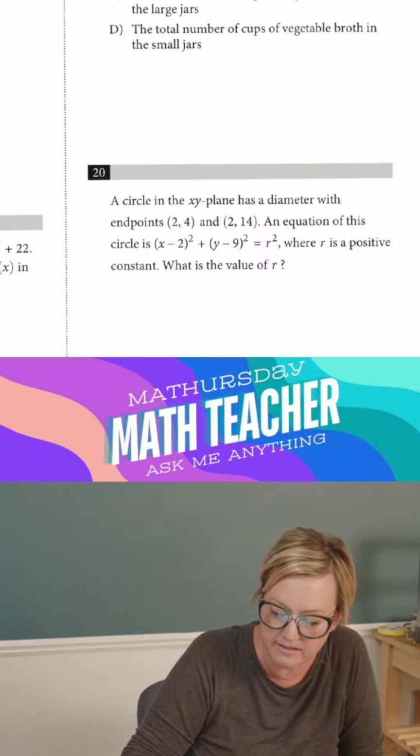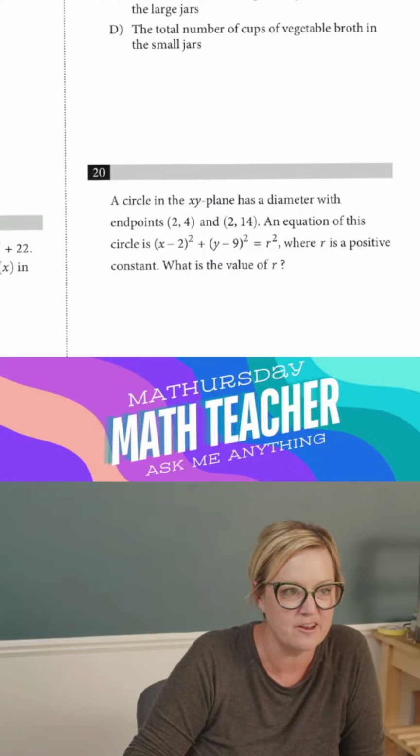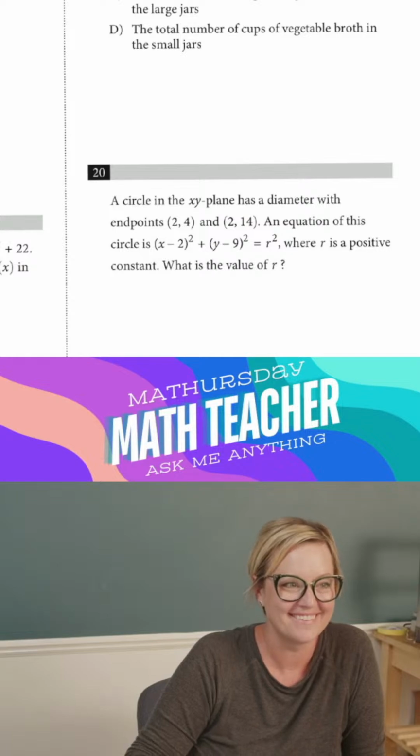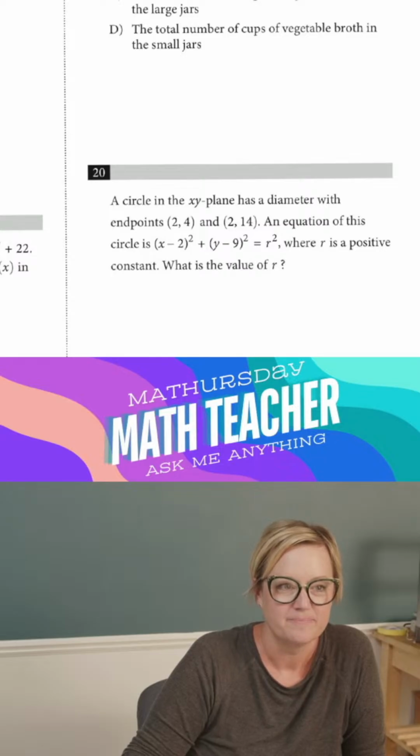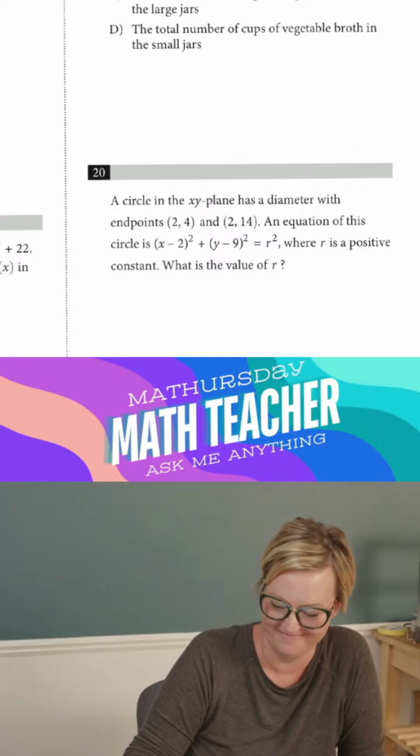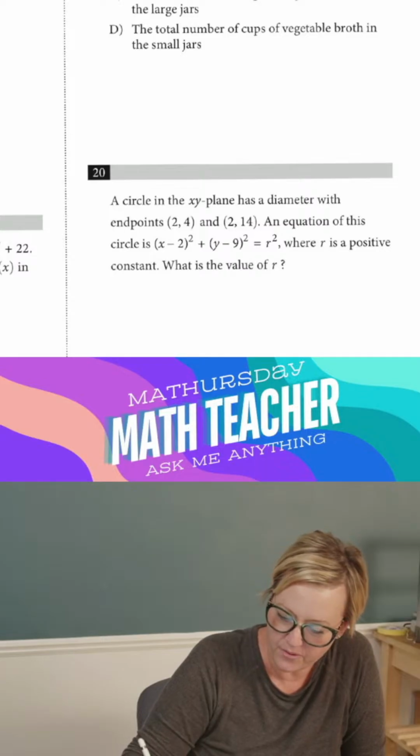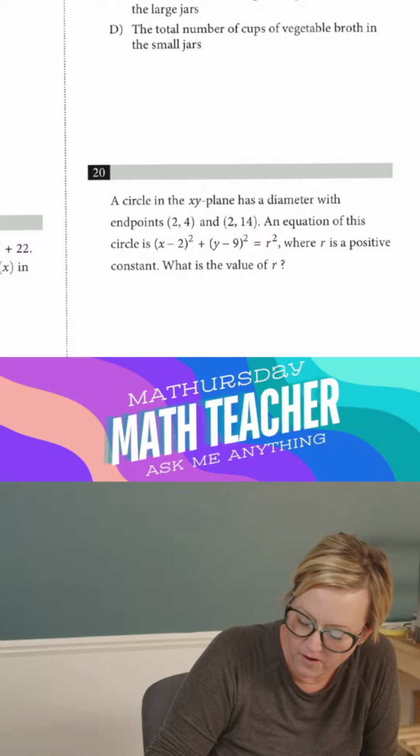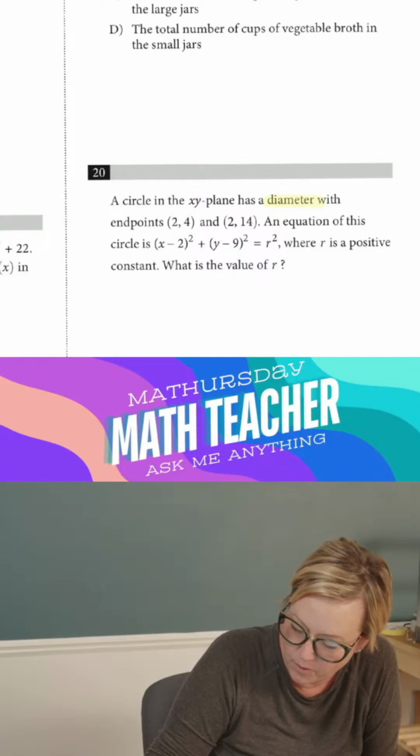Okay, guys, let's lock in your answers for this one. So for this circle question, let's lock in your final answers. This is one of those questions that gives you a lot of information that you do not need. So what we're really looking for, the key pieces here, is you've got a diameter with these endpoints, and then R is a positive constant, and what is the value of R?